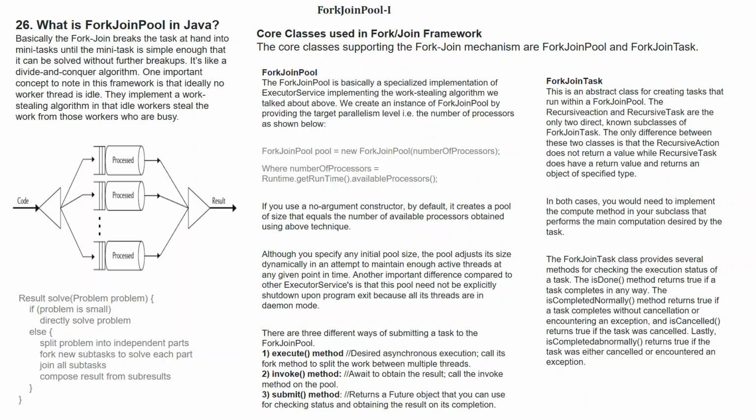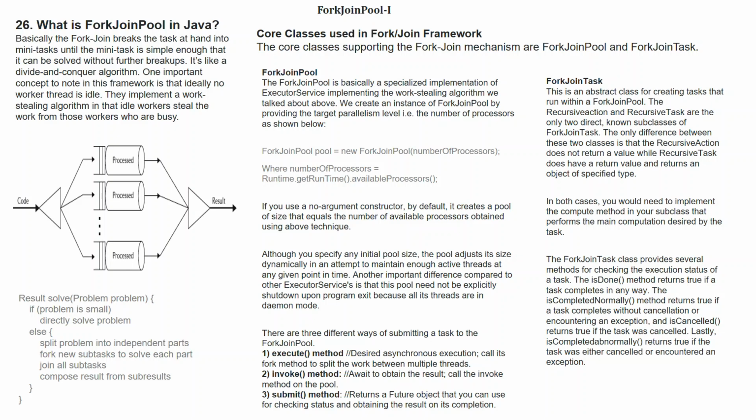There are 3 different ways of submitting a task to the fork join pool. 1. Execute method: desired asynchronous execution. Call its fork method to split the work between multiple threads. 2. Invoke method: await to obtain the result. Call the invoke method on the pool. 3. Submit method: returns a future object that you can use for checking status and obtaining the result on its completion.